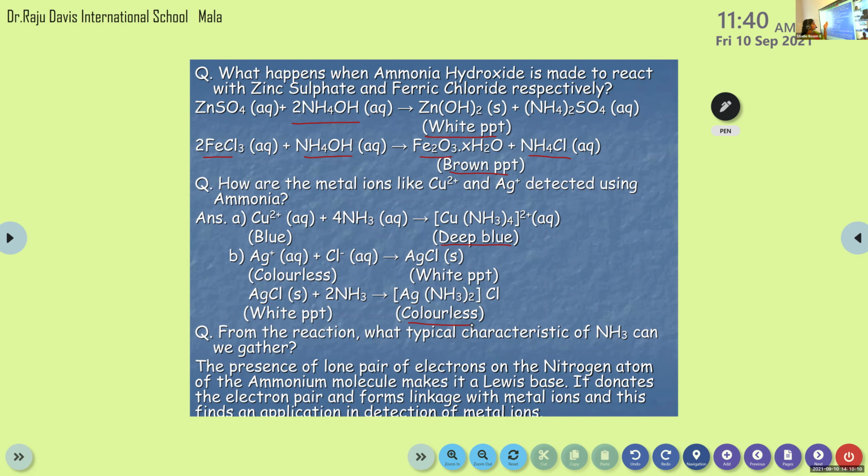The colorless solution will react with chloride to form a white colored precipitate, that is AgCl, silver chloride. Then the silver chloride reacts with ammonia. Again, it will become colorless. Then we can confirm that silver ion is present in that solution. So this is the method of identification of copper and silver using ammonia. In the first case, when we add ammonia, it will be converted to deep blue. And in the second one, the colorless solution will be converted to a white precipitate. Then again, it becomes colorless.